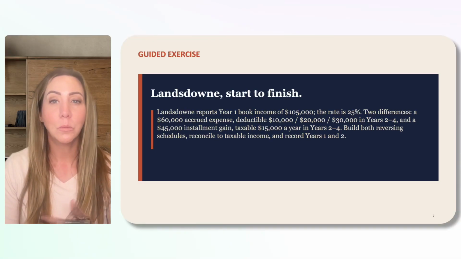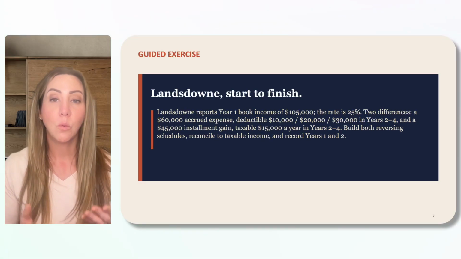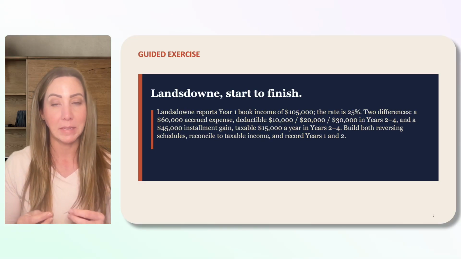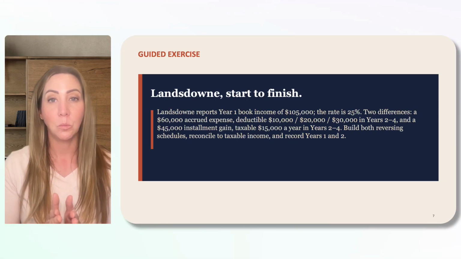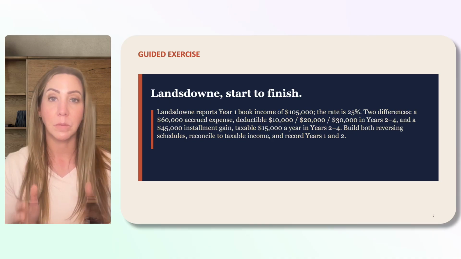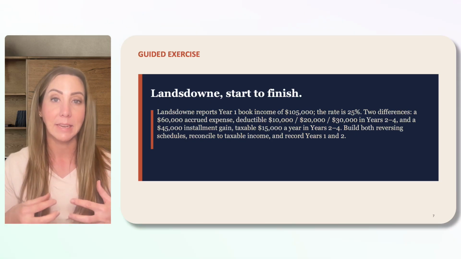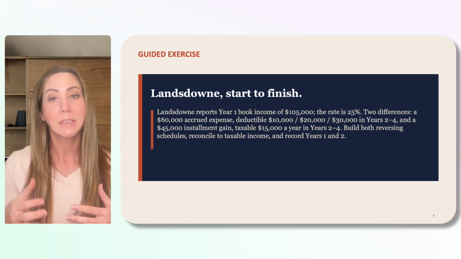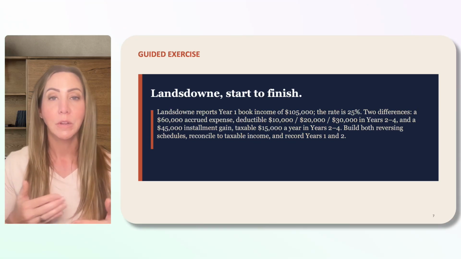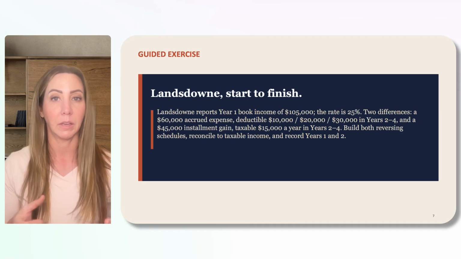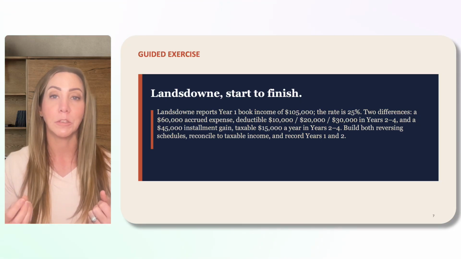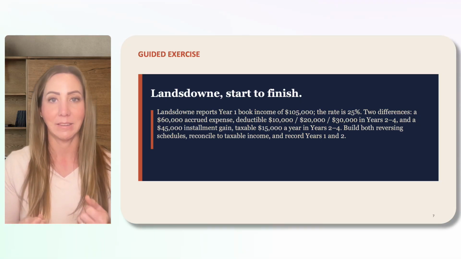In this example, we've got two temporary differences. One that results in an accrued expense, something that's recorded in book income today but isn't deductible until the future, and one that is an installment gain, so something that's recorded as a gain today but not recorded on the tax return until it's collected in cash down the road. So we're going to build reversing schedules for both of these and a reconciliation of book income to taxable income in order to build our journal entry this year and next.